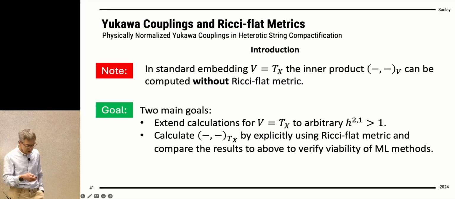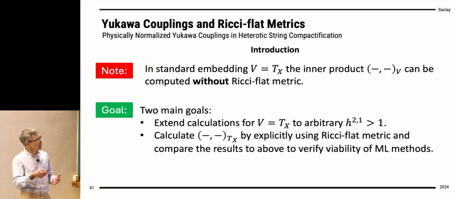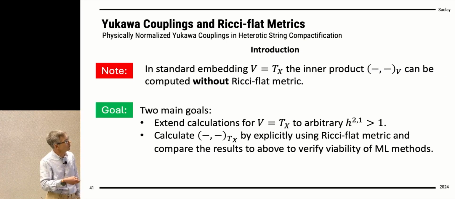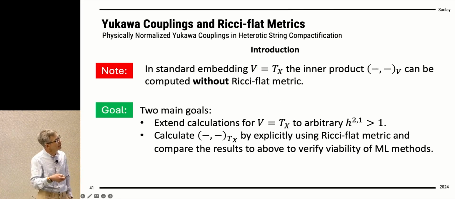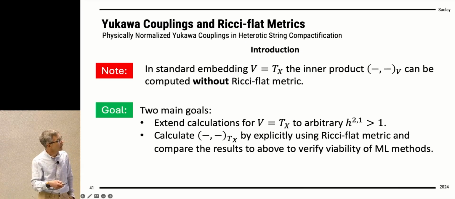So what's the point of that exercise? Well, the point of this exercise is to be able to compare where we know what the result is and see how well the calculation that we're doing using machine learning works, where we are using the Ricci flat metric, even if it's not necessary to do a calculation. So it's more complicated, but at least it's a proof of principle. And then in cases where we have a more general setup, we would have to rely on the Ricci flat metric, because in those cases, the normalization of this inner product has to be computed using the Ricci flat metric.